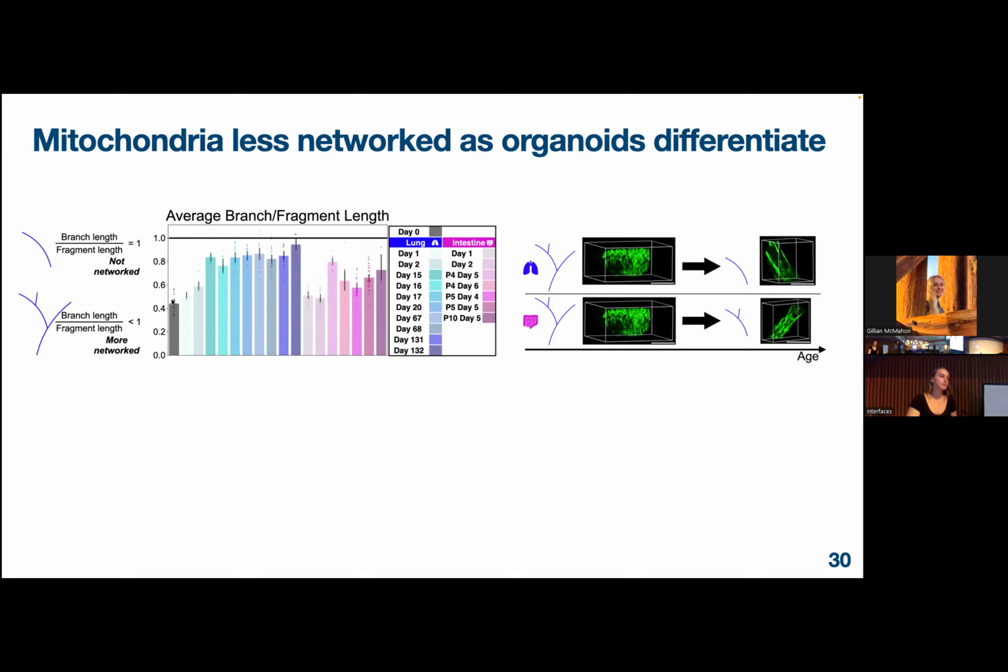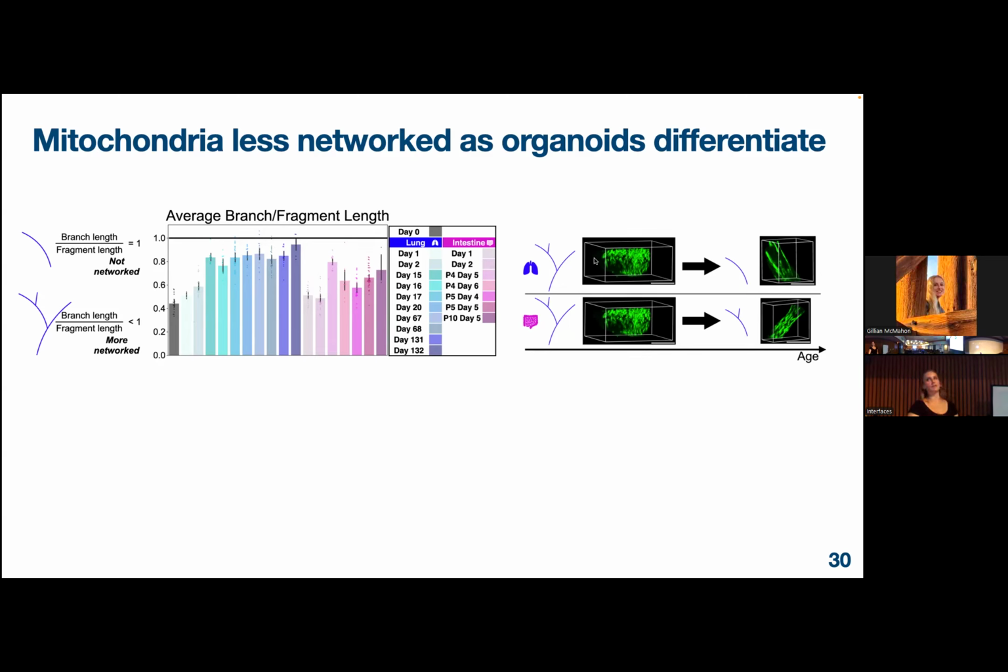This is the most networked of our cells. These cells have the highest level of networking compared to the lung and the intestine. The lung, as we mature in lung cells, we get darker blue. As we mature in intestine cells, we get darker pink. And the lung cells are the closest to approaching 1. The intestine kind of lie between the lung and the stem cells.